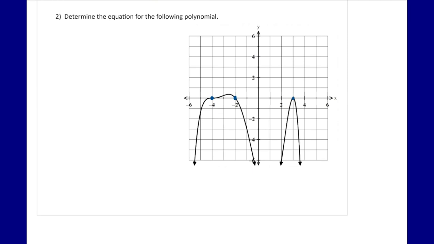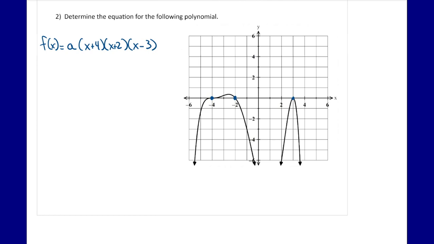So next, I'm going to write that out. I'm going to use the different notation. f of x equals coefficient. My first one, since it's minus 4, it'd be x plus 4. Second one, x plus 2, because it's negative 2, right? It's opposite. And finally, x minus 3. So those are our 3 solutions.